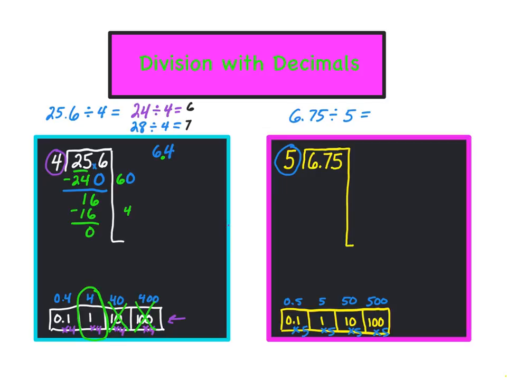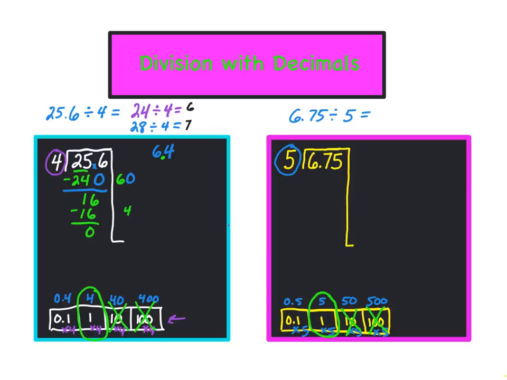Now we compare this up to our dividend, or the number on the inside, and will 5 tenths go into 6 and 75/100ths? Absolutely. Will 5 fit in there? Absolutely. Will 50 fit in? No, it's going to be too big, as will the 500. So again, our estimate looks like it's going to be in the ones place.